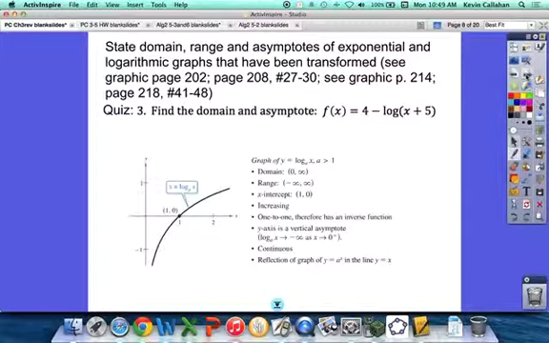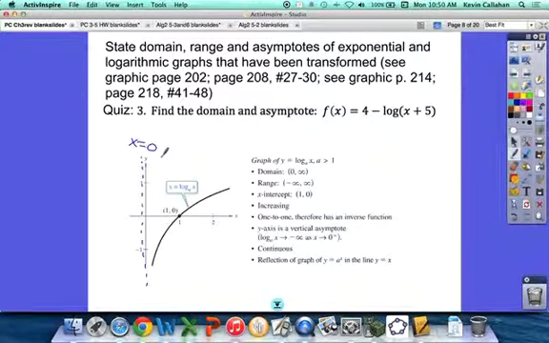This is what we know about a logarithm, right? It has an asymptote on the y-axis, which is x equals 0. And the domain is x greater than 0, right? Because it can never touch the y-axis, and it can't be negative. The range is all real numbers.